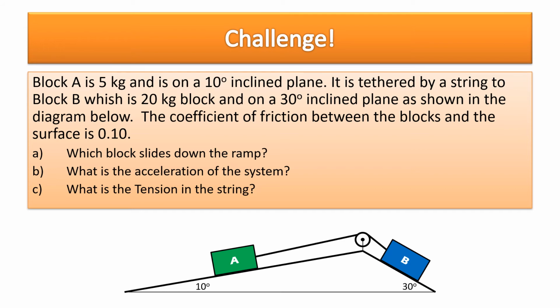Now this one's just kind of a fun challenge one. It says block A is 5 kilograms and is on a 10-degree inclined plane, is tethered by a string to block B, which is 20 kilograms, and on a 30-degree inclined plane as shown in the diagram below. The coefficient of friction between the blocks and the surface is 0.1. Which block slides down the ramp? What is the acceleration of the system? And what is the tension in the string?